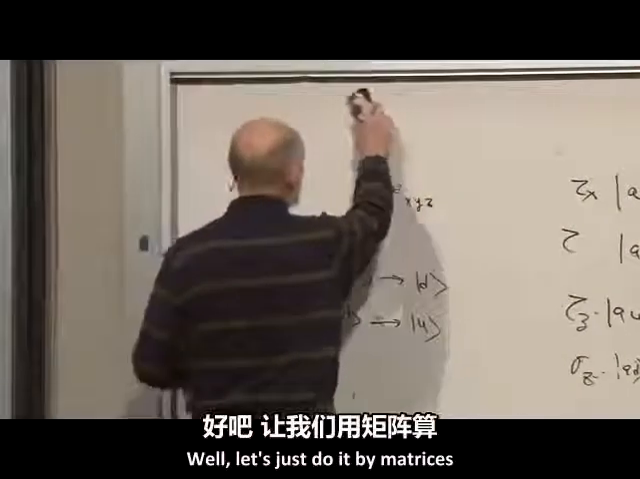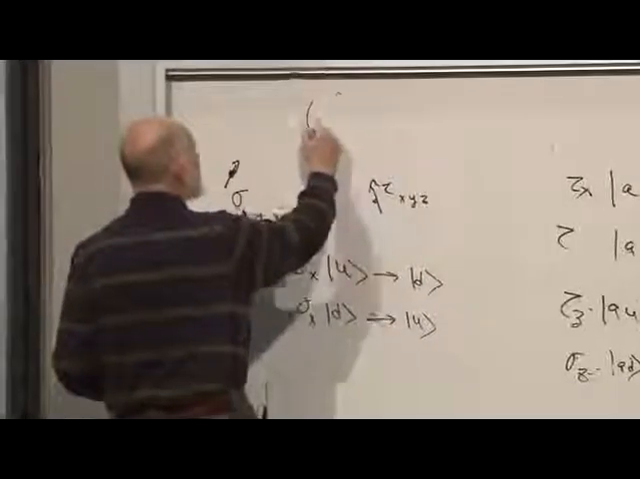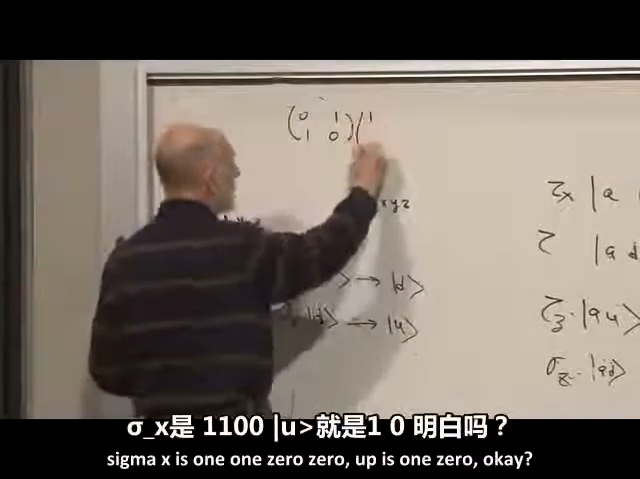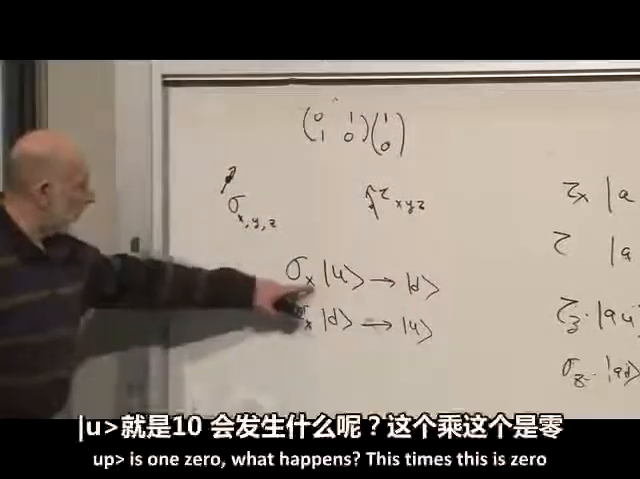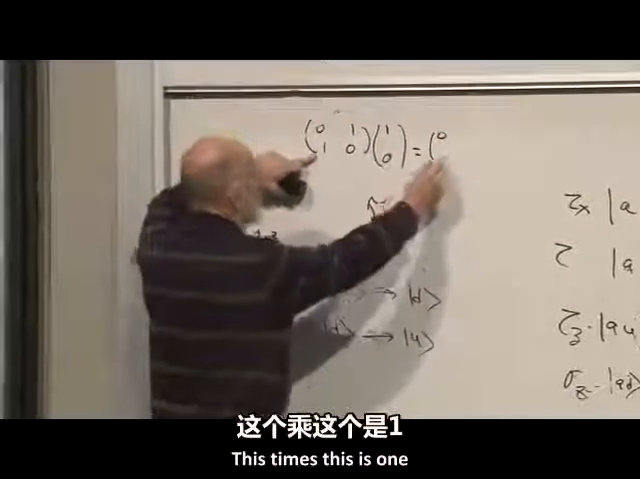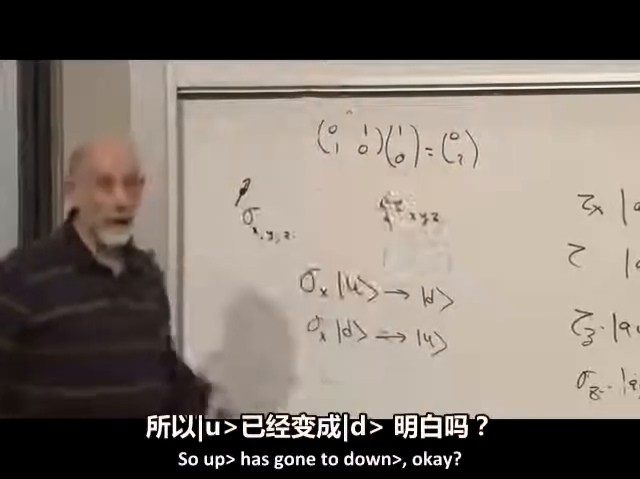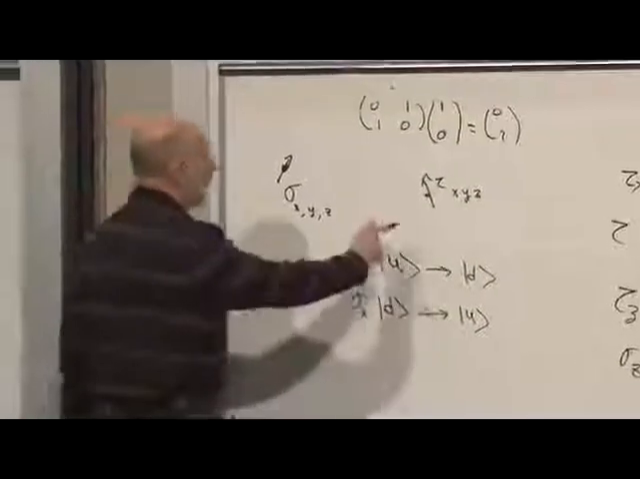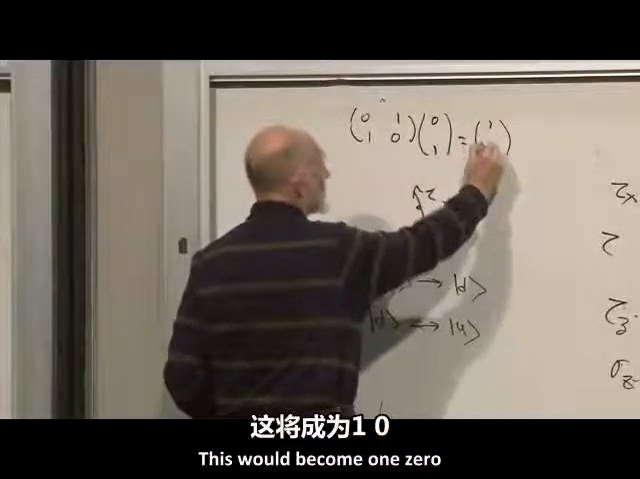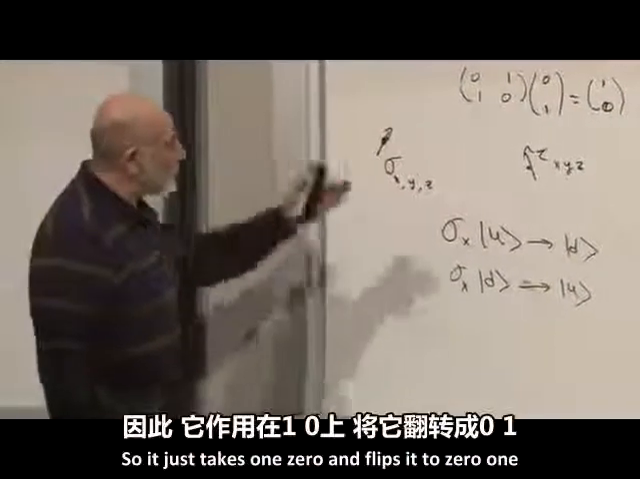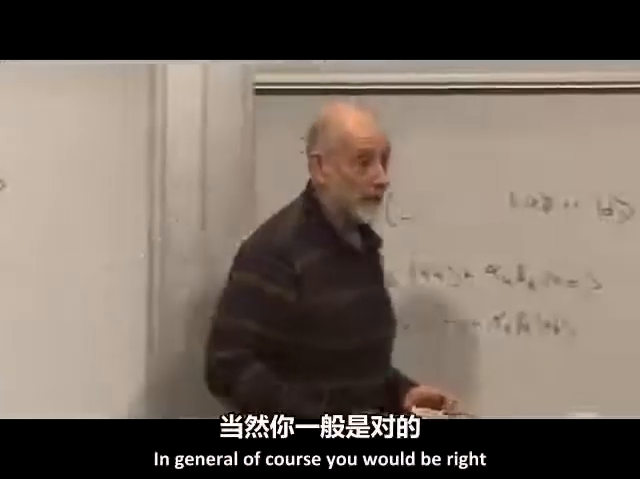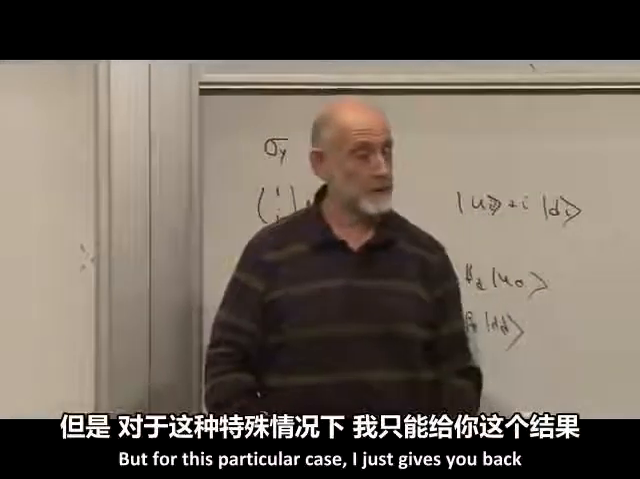Well, let's just do it by matrices. Sigma x is (0, 1; 1, 0). Up is (1, 0). Okay? What happens? This times this is 0. This times this is 1. So up has gone to down. Likewise, if we put a 0 here and a 1 here, this would become a 1, 0. So it just takes 1, 0 and flips it to a 0, 1, and back and forth like that. In general, of course, you would be right, but for this particular case, it just gives you back a flipped state.